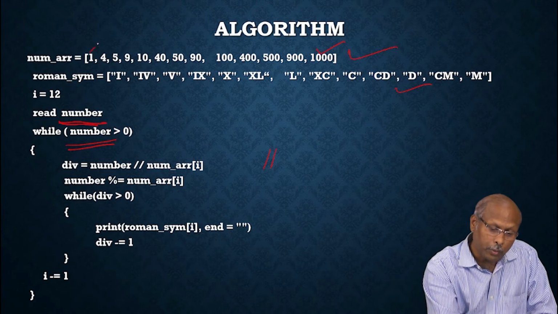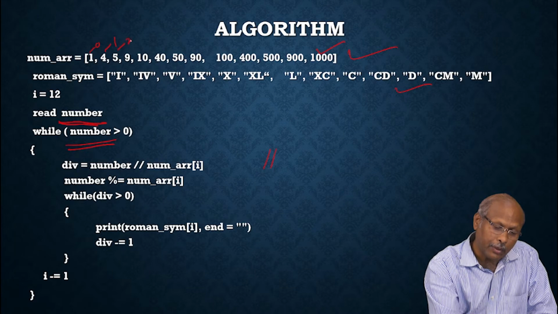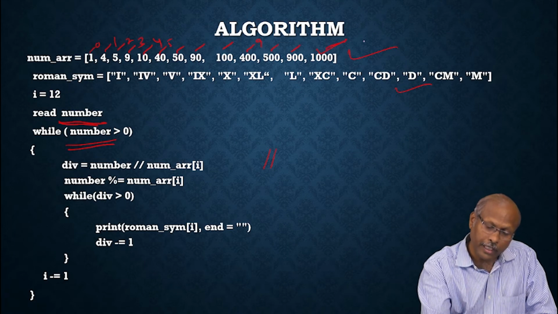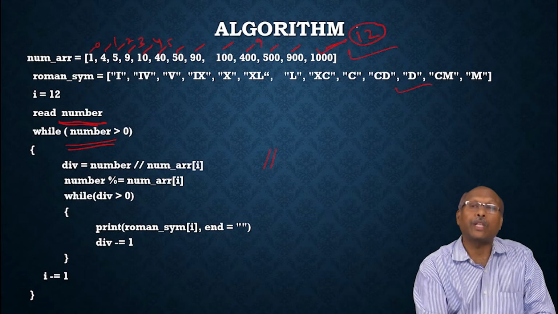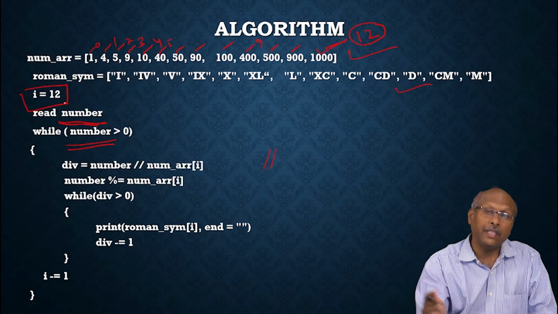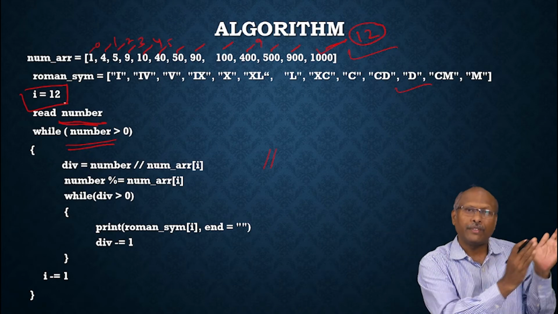So this is the 0th position, 1st position, 2nd position, 3rd position, 4th, 5th, 6th, 7th, 8th, 9th, 10th, 11th, 12th. So that means the highest value is available at the 12th index. That's why I made my index value i as 12. That means I am coming from right to left.